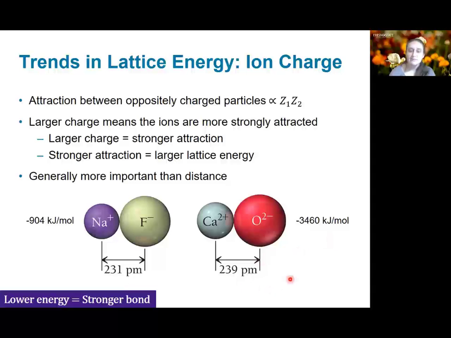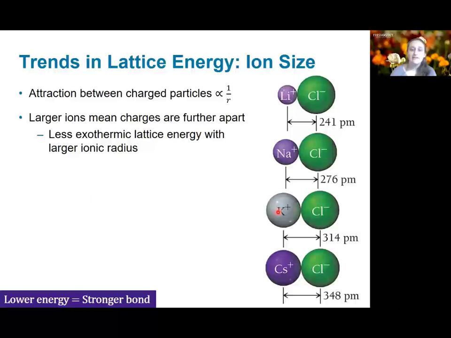And so generally this is the most important factor. There is a slight difference in the bonds here, but the charge is really what determines the relative energy. In this case, because the energy is negative, the lower energy is going to be the more negative value. That's going to correspond to the stronger bond. It's going to be harder to separate calcium and oxygen than it would be to separate sodium and fluorine.